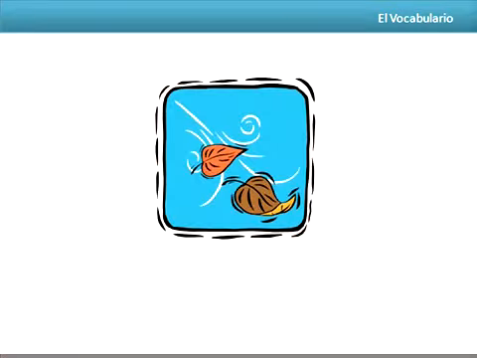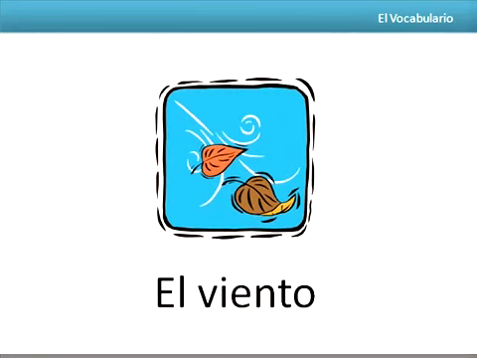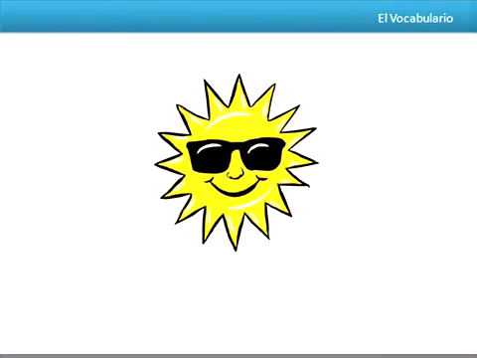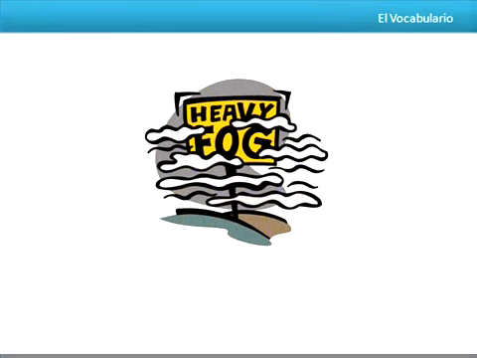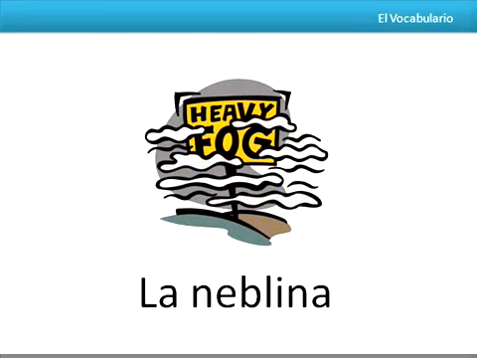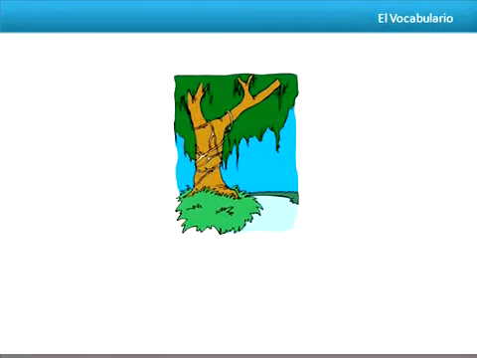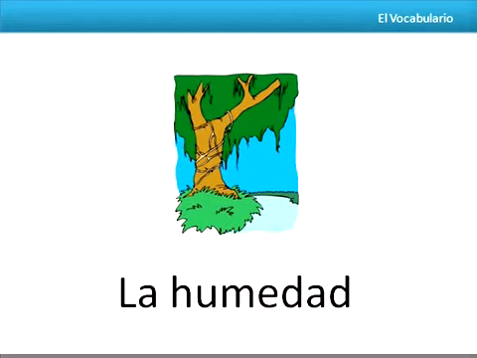Wind, el viento. Sun, el sol. Fog, la neblina. Humidity, la humedad.